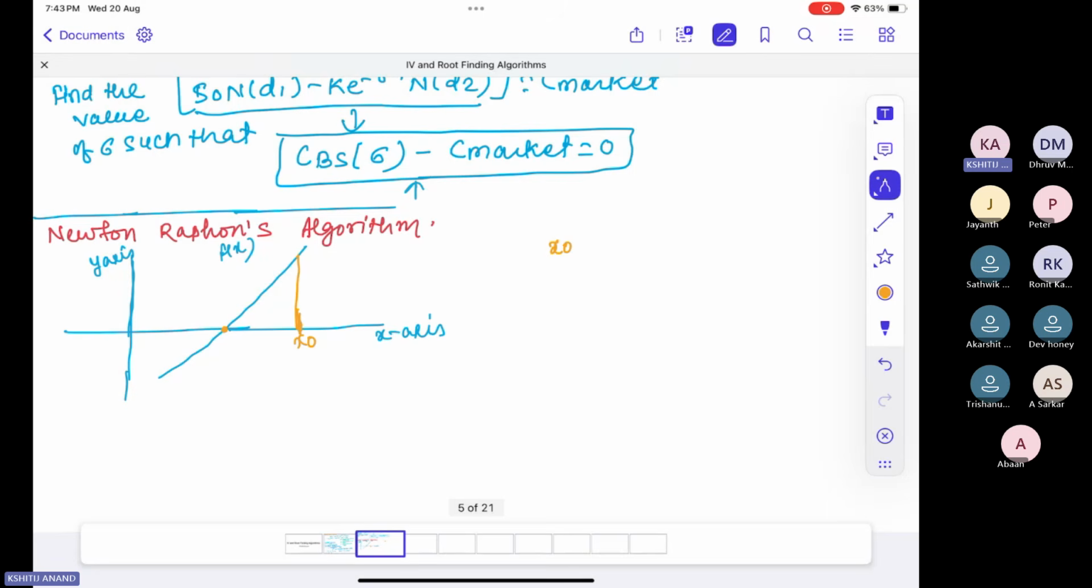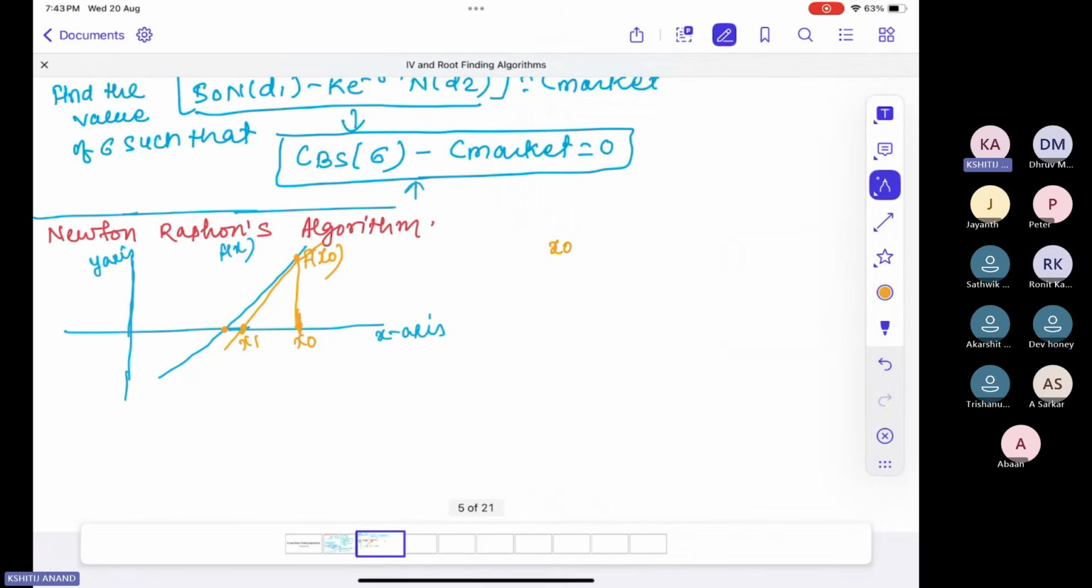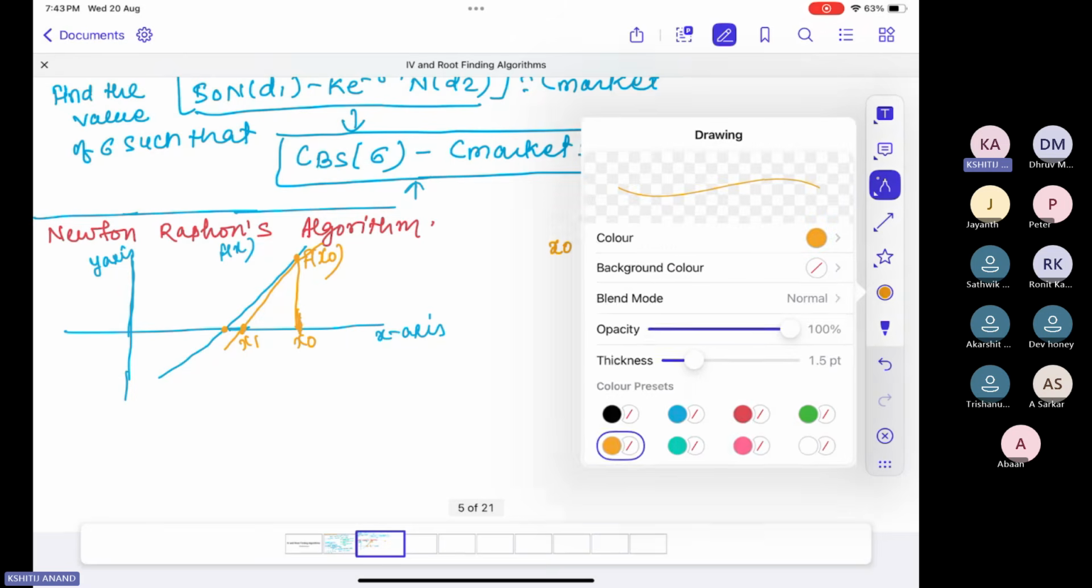At x naught, what is the value of this function? This will be f of x naught, right? And if you draw a slope at this point, it will be somewhere there, and let this point be x1. Okay, so you see x1 is closer to the root than x naught, right? So let us find a way to reach x1, and then we'll update it accordingly. First of all, our guess will be x naught. We'll say that x naught is the root of this particular equation.